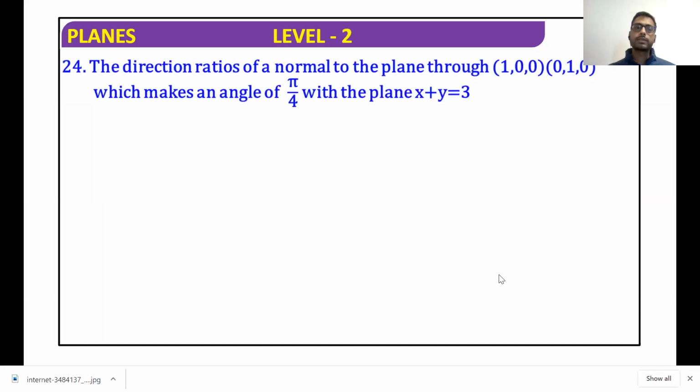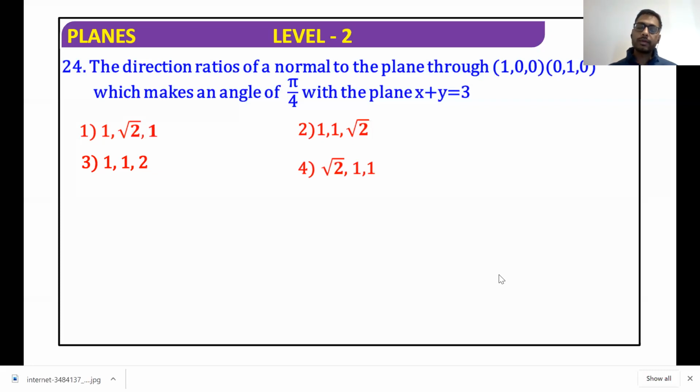Perfect. Let's see the next question. The direction ratios of the plane through this point and this point, which makes an angle of 45 with the plane x plus y is equal to 3. So again, instead of using our traditional method, we'll be presented with 4 options over here. So directly we can use substitution method or verification method.